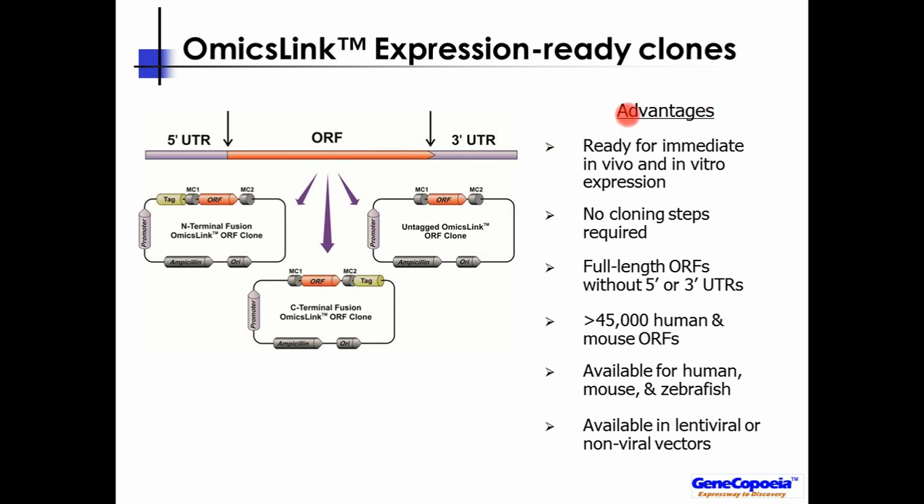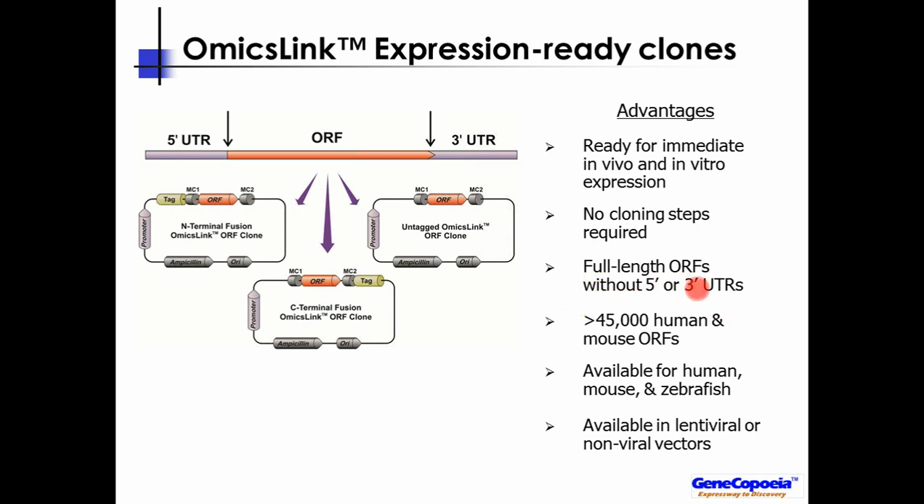So here's a list of the advantages of the OmicsLink clones. First, they are ready for immediate in vivo and in vitro expression. So when you order one of these clones, you can drop it into your cells the very same day. Okay? No cloning steps are required. You don't need to do any subcloning. We also have the full-length ORFs without the 5' and 3' UTRs, so they are driven by heterologous promoters, usually the CMV promoter, but there are others.